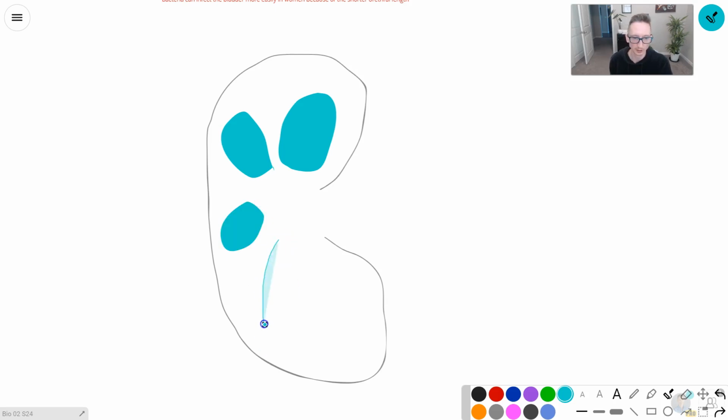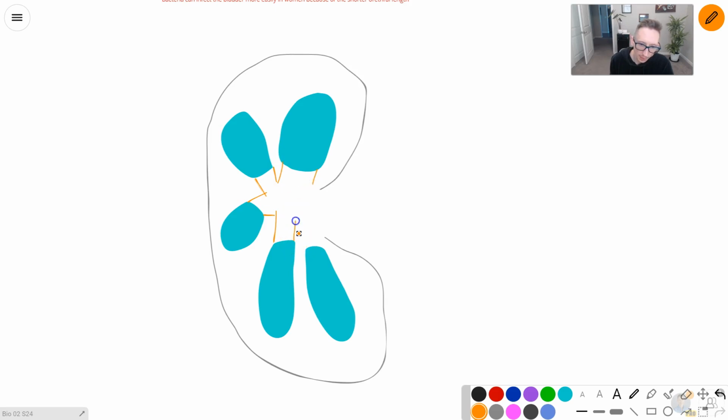Oop, that one's a little too big. What am I doing here? Getting sloppy. Okay, that's pretty good. All right, so it's got these two different sections out here, and then these all come down together and collect into the center here, like so. Boom.